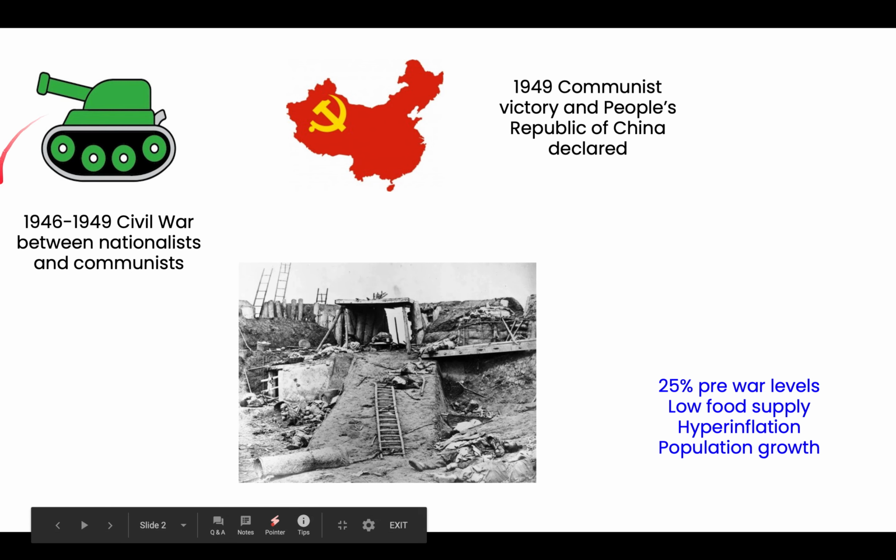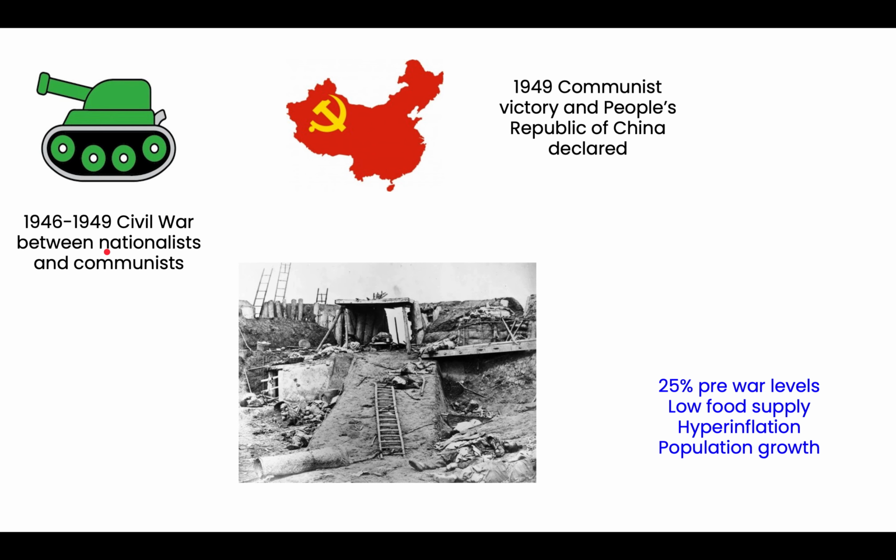So we know that the Civil War went on between 1946 to 1949. It was a war between the nationalists and the communists in China. So it was between Chiang Kai-shek and the GMD and Mao and the People's Liberation Army. Now the communists came out victorious in 1949 and they declared the People's Republic of China. But the impact of the Civil War was pretty detrimental for the condition of China.